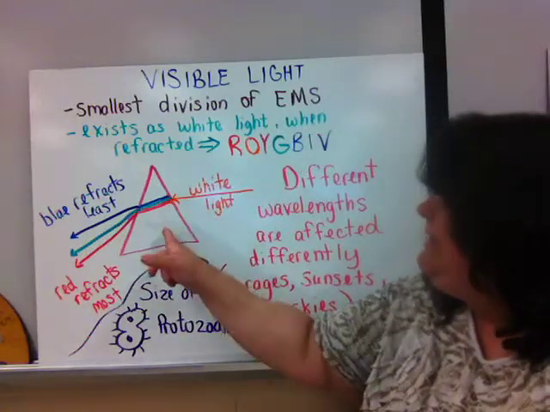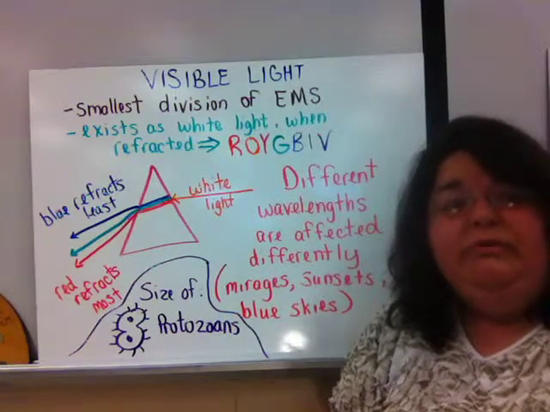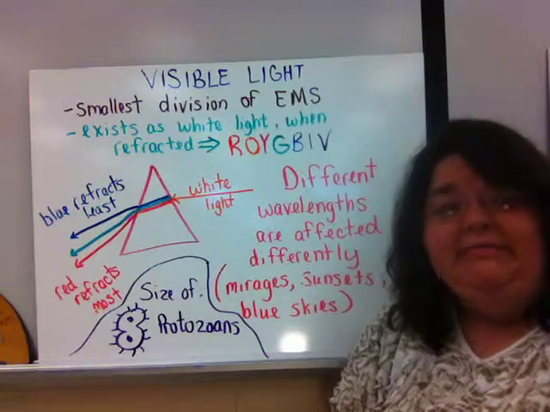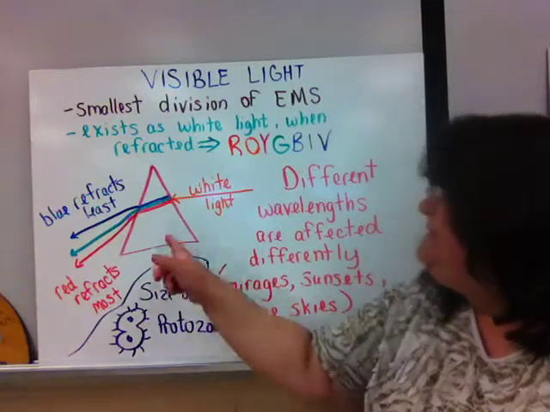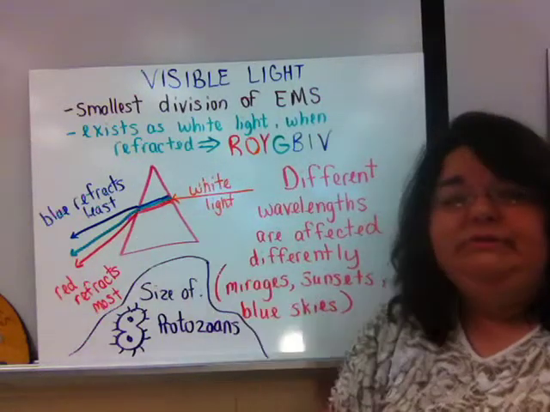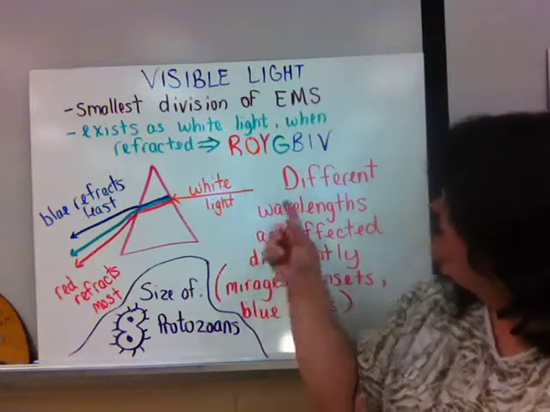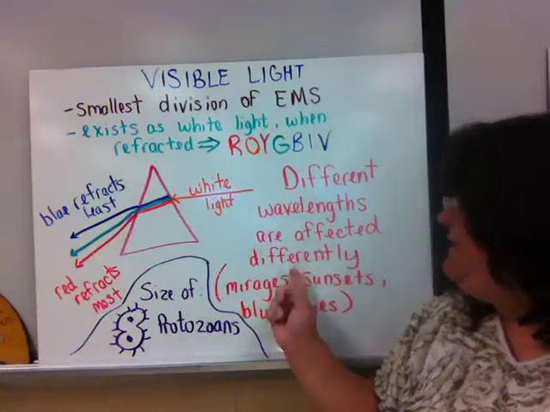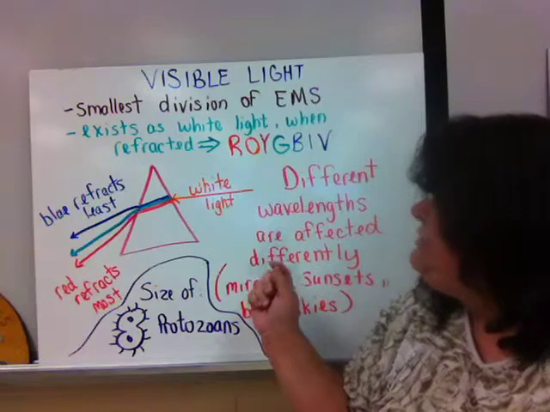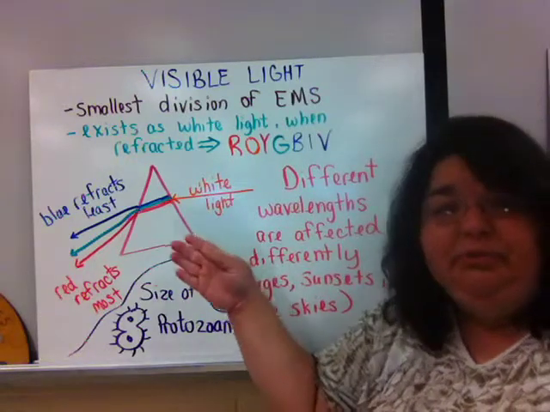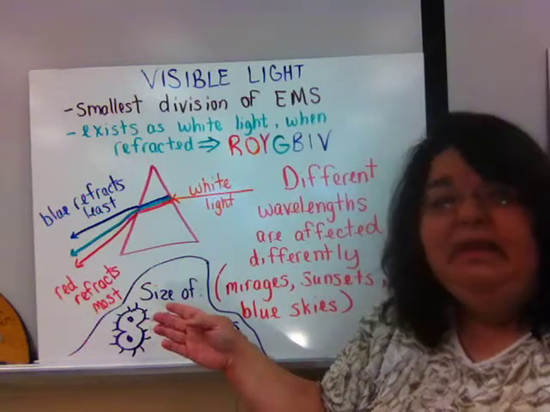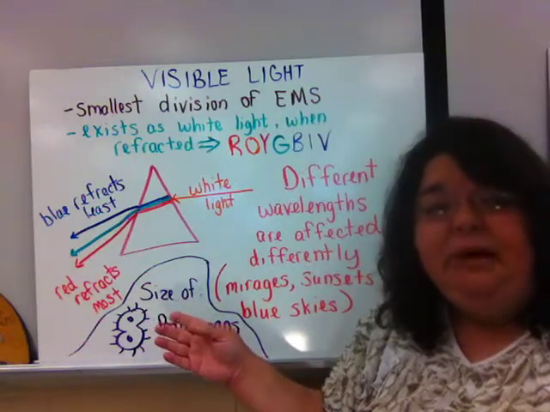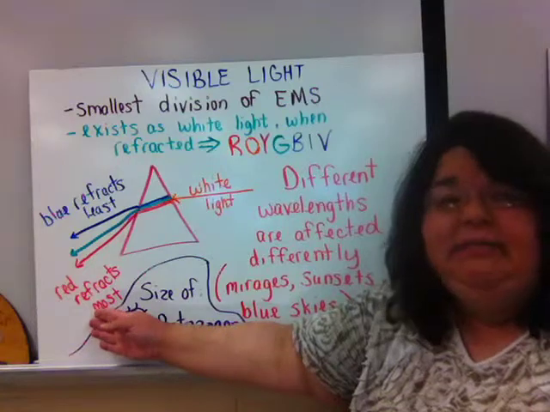When white light goes into another medium, we've learned already that waves will refract when they go through a different material. So when white light goes through this prism, the different wavelengths will be affected differently by the medium. The shortest wavelengths, the blue, will refract the least, and the longest wavelengths, the red, will be affected the most, and they will refract more.